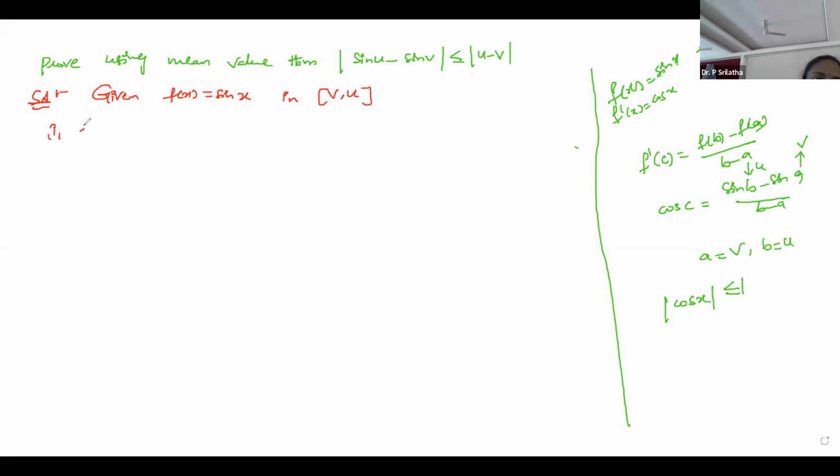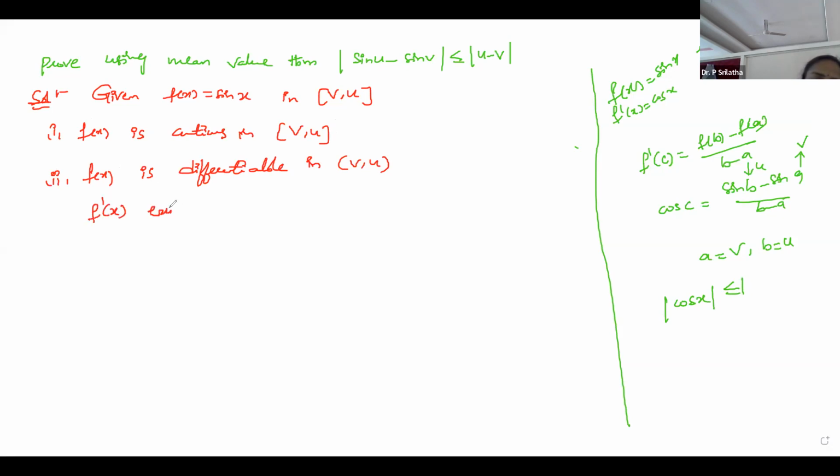So f of x is continuous in the closed interval v comma u. And the second step is f of x is differentiable in the open interval v comma u. What is the meaning of this? f dash of x exists in the open interval v comma u. So what is f dash of x? The differentiation of sin x is cos x, so that exists in the open interval v comma u.